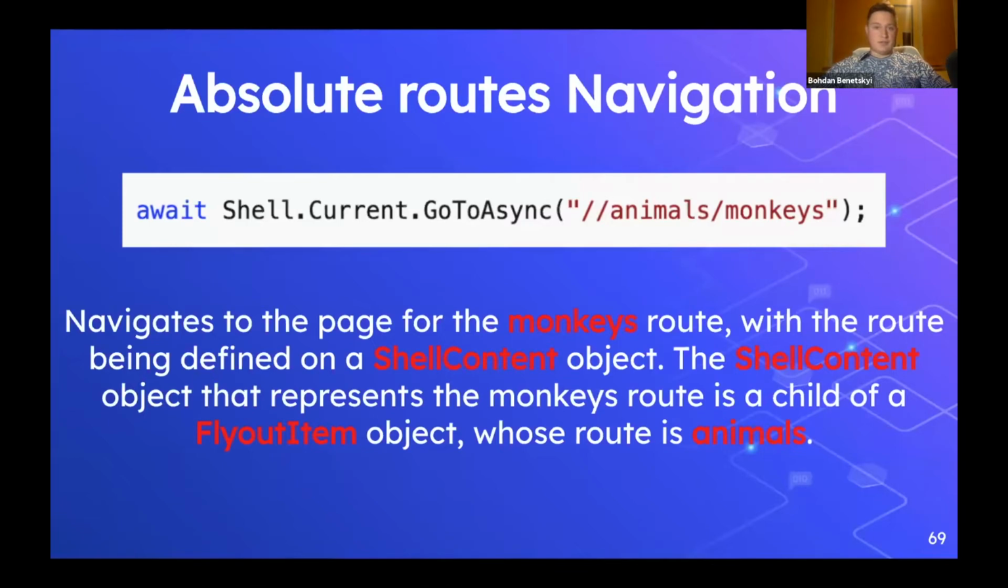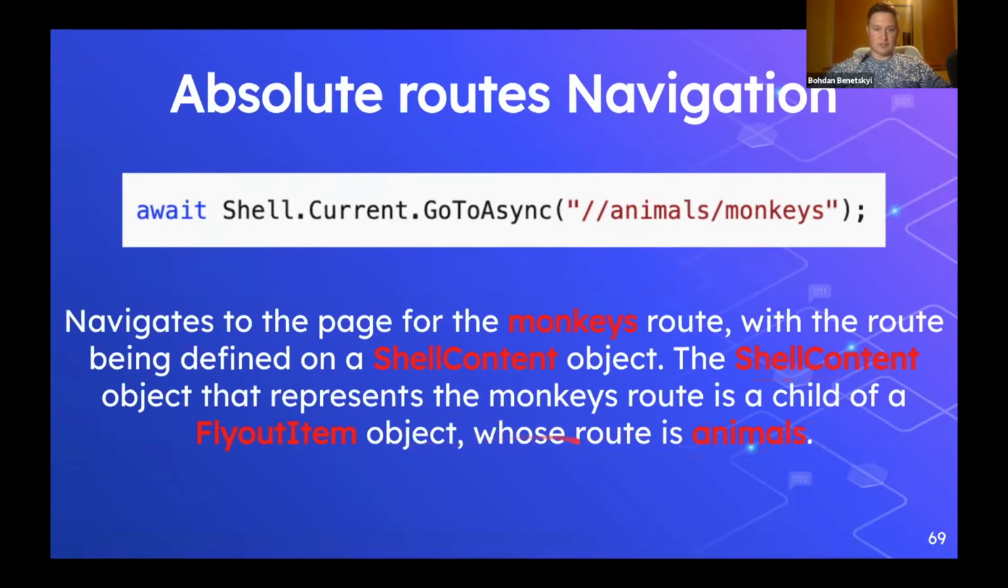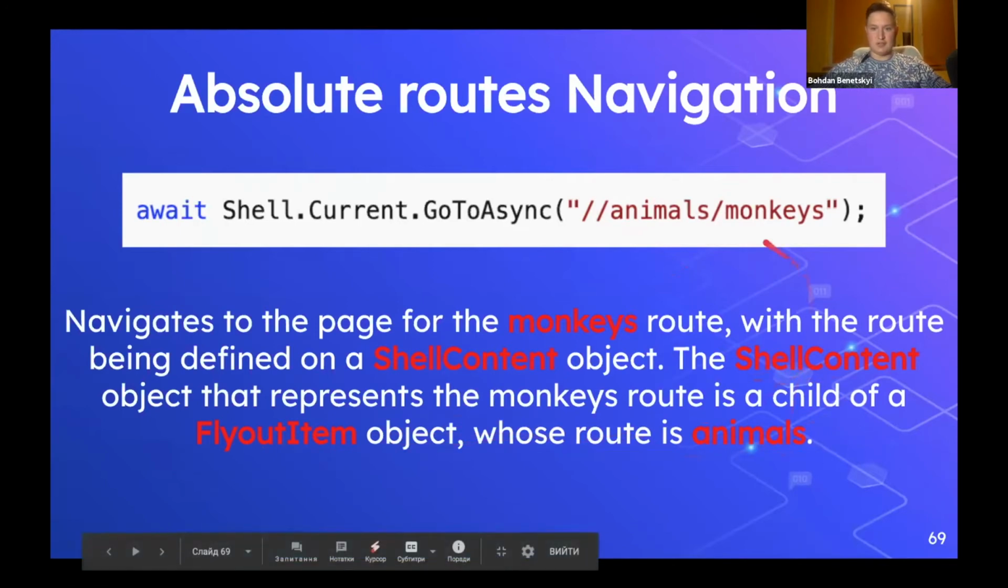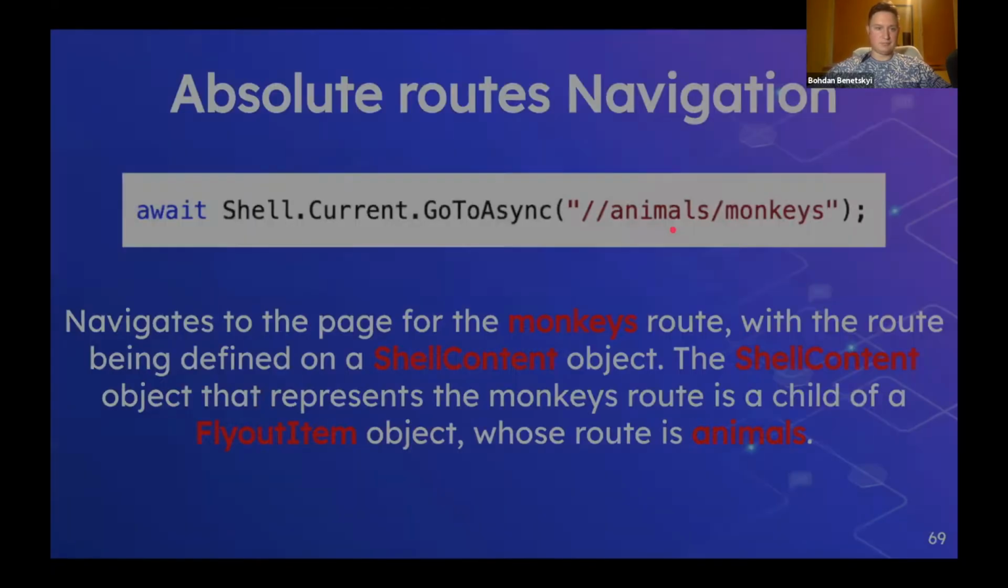Now, absolute route navigation. It means that we search for the animals route, and the animals page inside it has an animals route, because if a route has only one page inside, it can be simplified. Okay, so here's the shell content object with the route animal. I'll show you where the shell content is here and where the flyout item is here.